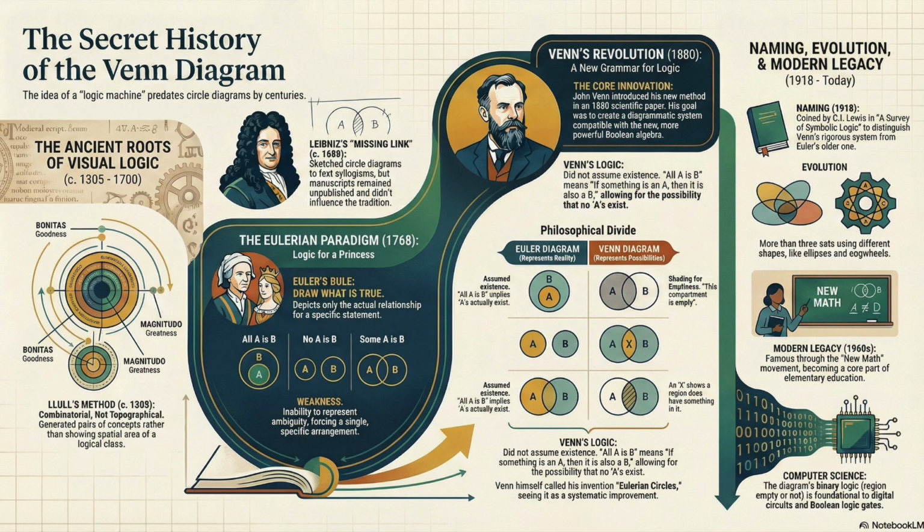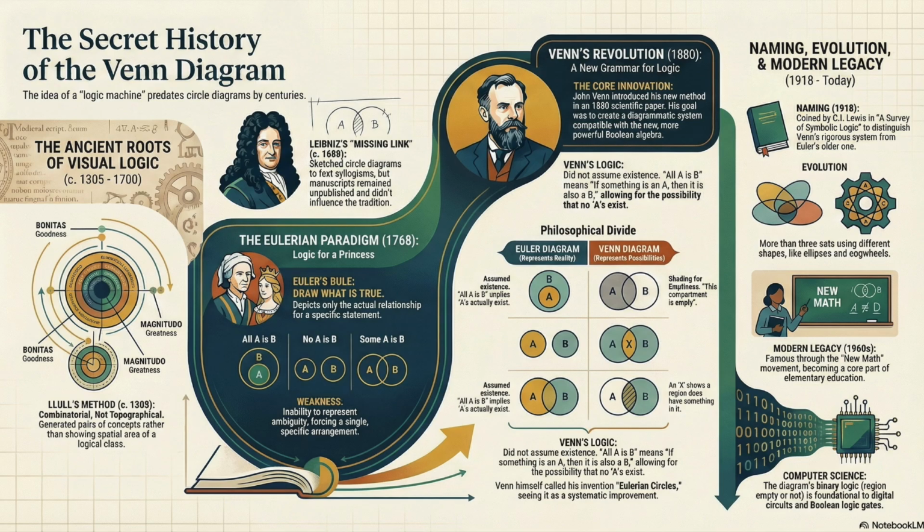Correct. The logician had to constantly invent a new topological structure for every unique syllogism. And this lack of generality, this inability to handle ambiguity, made the Euler method impossible to align with the revolutionary new algebraic logic of George Boole. Which was about to just sweep the field in the mid-19th century.